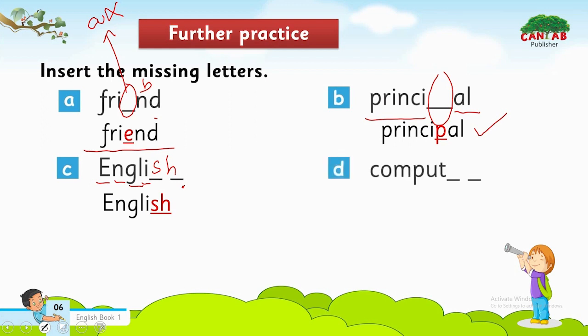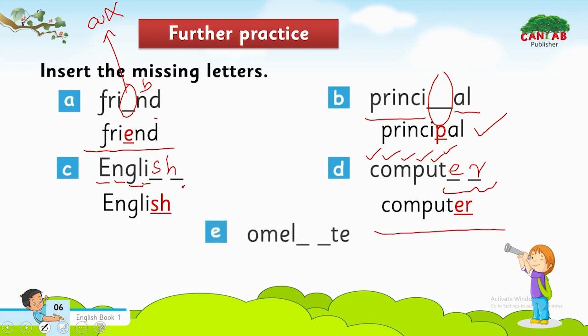The fourth one is C-O-M-P-U-T, comput. And two letters are missing. What should it be? This should be E and R. So the right option is computer. Yes, shabash. The last one is, you have done it in the previous slide. These are in your book on page 6. Shabash. What is it?